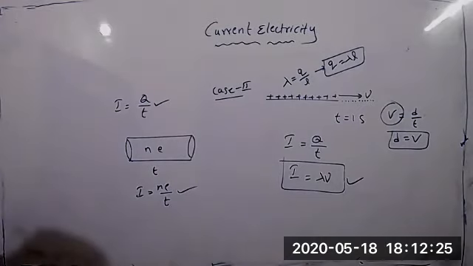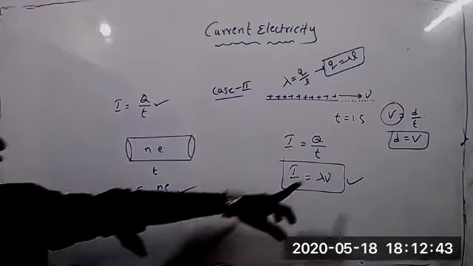Danish? Sir, case one was for which, sir? Fourth one. Case one. Danish, your voice is not reaching me. Case one.